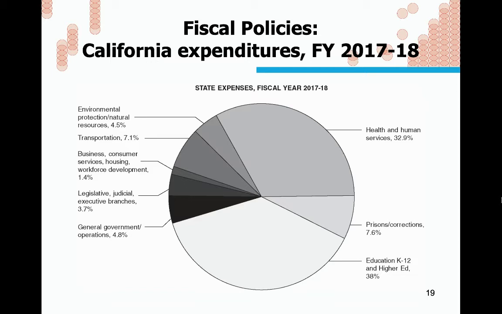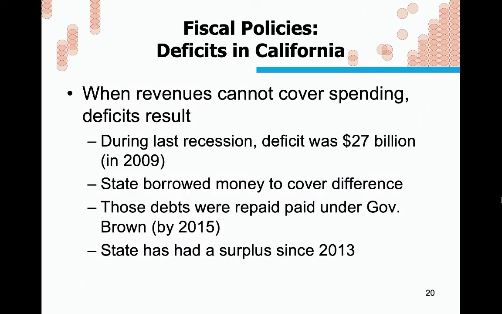Maybe you might think that number should go up. You might think that number should go down. Right? Health and Human Services, nearly a third, right? So there it is. Deficits in California, right? So we know, I was talking about deficits just a second ago. When revenue can't cover spending, then you've got a deficit.